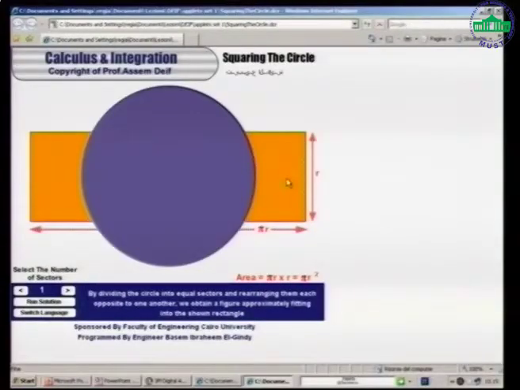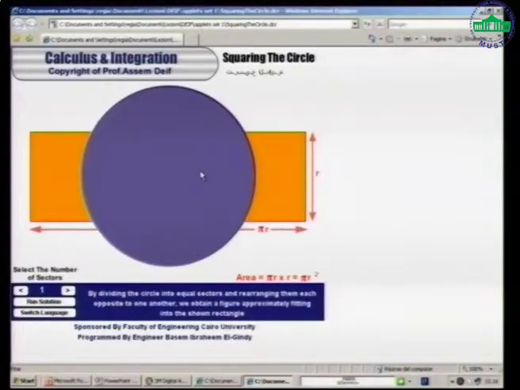Now, let us see how this works. To give you an example, this is an animated applet designed at Cairo University in order to show you how the limit works. And actually, the concept of limit, historians say, has been known from the very ancient eras.